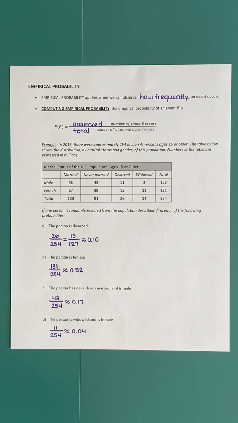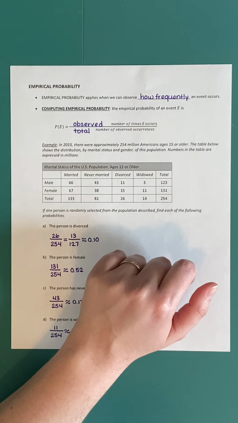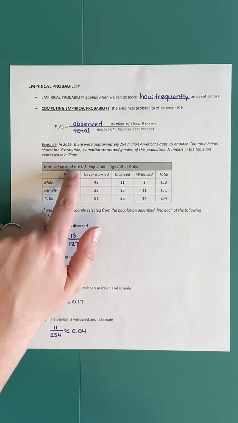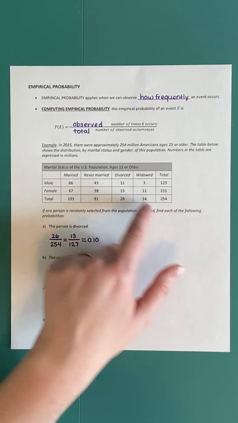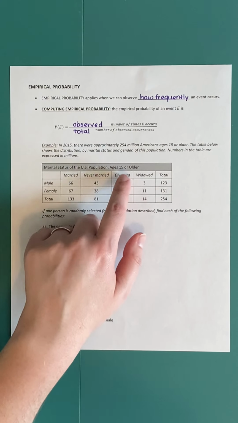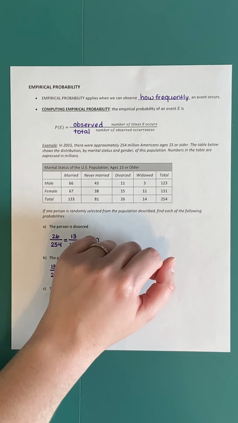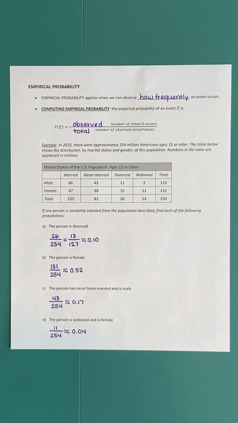So for example, in 2015, there were approximately 254 million Americans ages 15 or older. The table below shows the distribution by marital status and gender of this population. Numbers in the table are expressed in millions. So let's look at how this is organized. The rows correspond to binary gender, so male and female. And then the columns correspond to marital status: people who are married, people who've never been married, so single and have always been single, people who are divorced, so no longer married but they were married, and then people who are widowed, so in other words they're no longer married just by death.